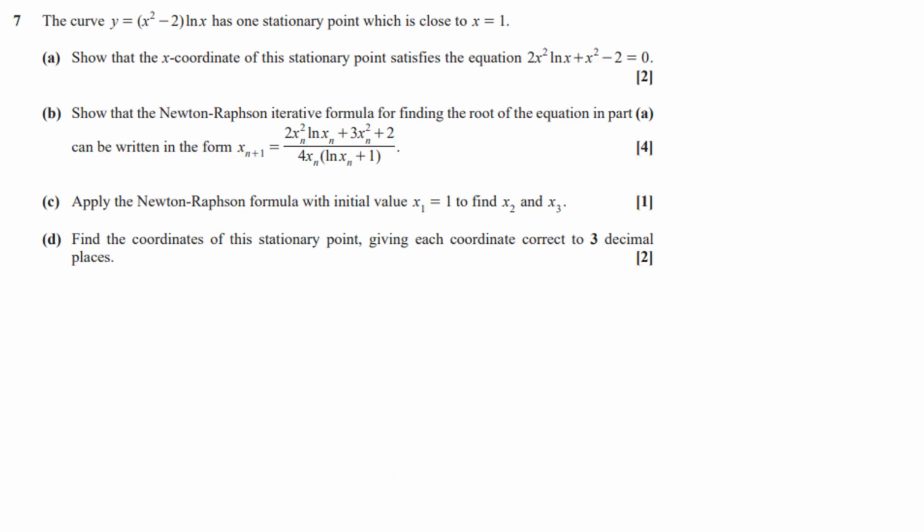Next, we've got a numerical methods question, and we've got this equation here, y is equal to (x squared minus 2) ln x, stationary close to x equals 1. Show that the x coordinate of the stationary point satisfies this equation.